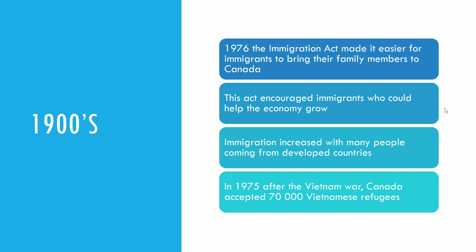Immigration increased with many people coming from the developed countries. Okay. In 1975, after the Vietnam War, Canada accepted 70,000 Vietnamese refugees. So there was a big war in Vietnam, and the refugees from there, because their country had just been through a war, they were allowed to come and settle in Canada. So that was a big part of it.